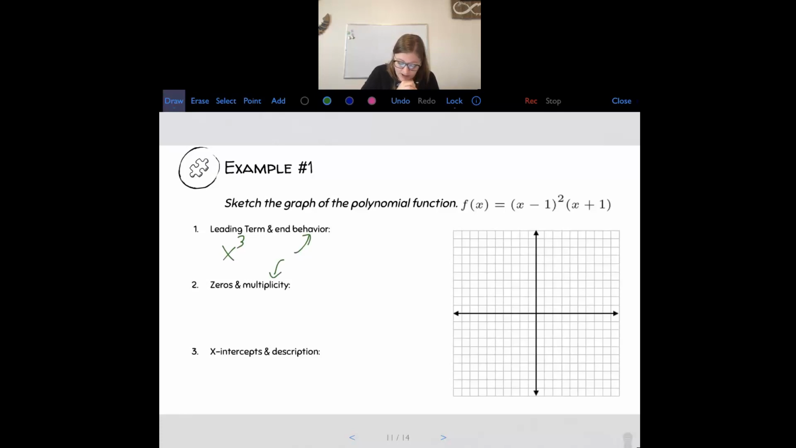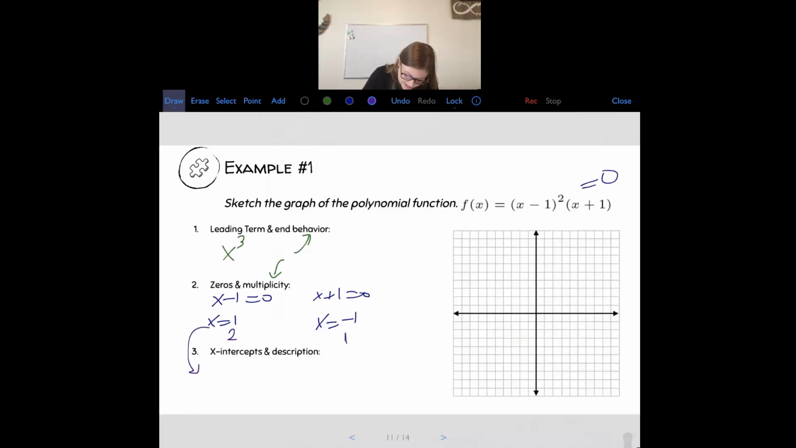Okay. In terms of our zeros and multiplicity, we set this equal to 0. So we have x minus 1 equals 0 to give us x equals 1. And then we have x plus 1 equals 0 to give us x equals negative 1. Okay, and the multiplicity of x equals 1 is 2, and the multiplicity of x equals negative 1 is 1. Okay, so now we can talk about our x-intercepts in the description.